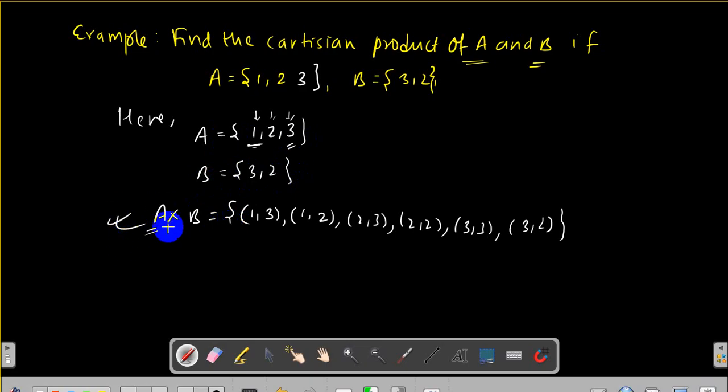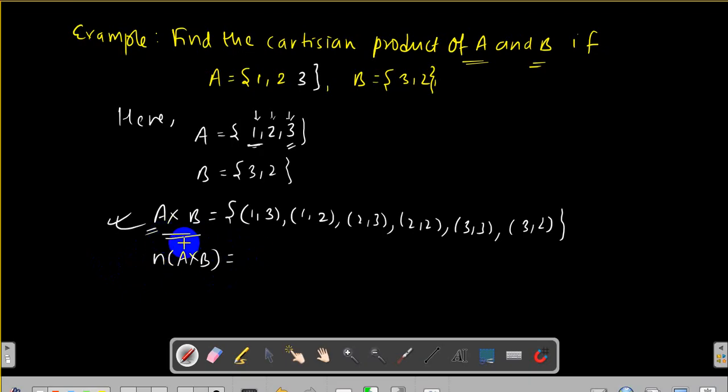Okay. Now, can you do this type of question? Yes, sir. And if we are told to find n of A cross B, then it will be the number of order pairs of Cartesian product of A and B. If n is written, then n denotes the number of ordered pairs.